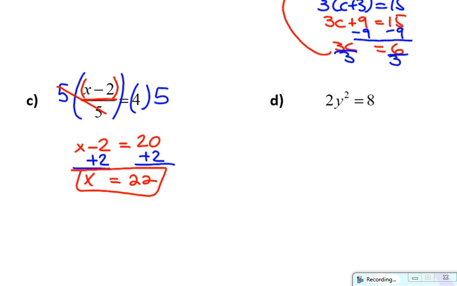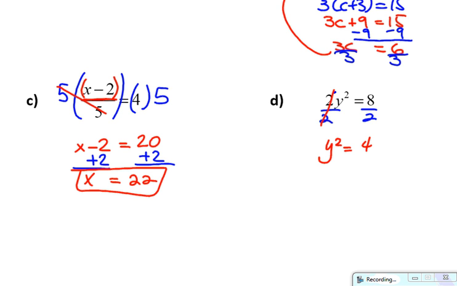In example D, we have 2y squared is equal to 8, so reverse PEMDAS. I have two things going on here. I have the multiplication right here, 2 times y squared, and then I also have the exponent. Working in reverse order, I need to undo the multiplication first. Since it's times 2, to undo it, I will divide both sides by 2. And that's going to leave me with y squared is equal to 4.